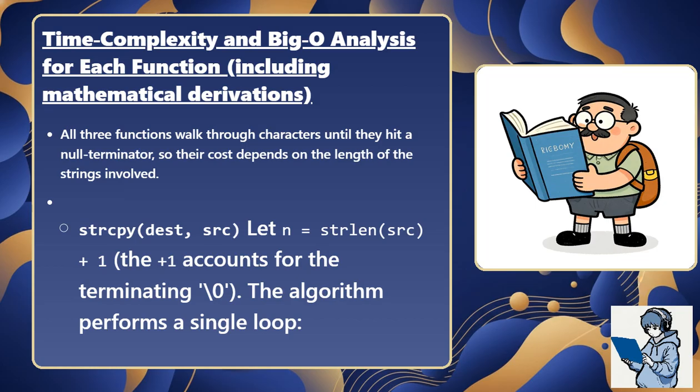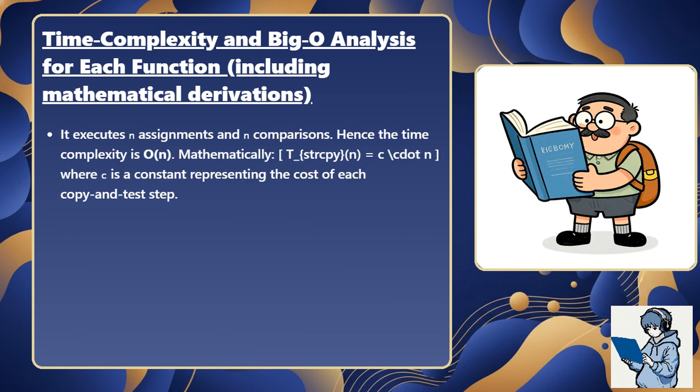strcpy with parameters dest and src. Let n equal the length of src plus 1. The plus 1 accounts for the terminating null character. The algorithm performs a single loop: while the dereferenced dest after increment equals the dereferenced src after increment and is not the null character. It executes n assignments and n comparisons. Hence the time complexity is O(n). Mathematically, T_strcpy(n) = c * n, where c is a constant representing the cost of each copy and test step.